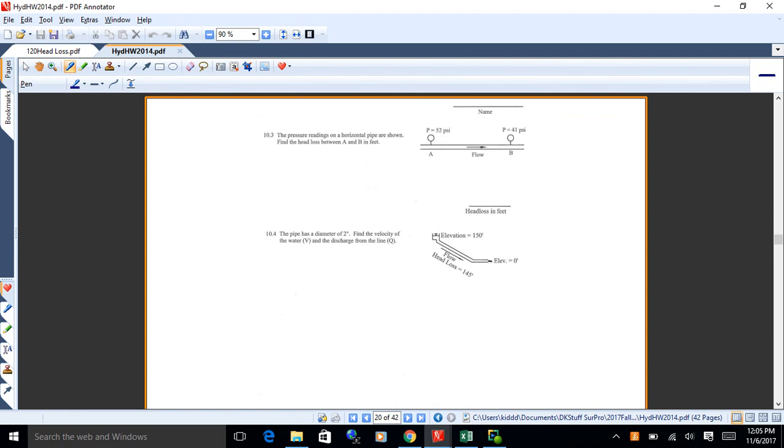So what you've got there, you've got 52 psi, and that translates to 120.1 feet. On 10.3, what you'd want to do is get those pressures converted into feet of energy. There are different ways to do this. The way I did it was 52.4 psi times 2.31 feet per psi, and that comes out to be 120.1 feet. And you can do the same thing on the 41, and you'll get 94.7 feet.